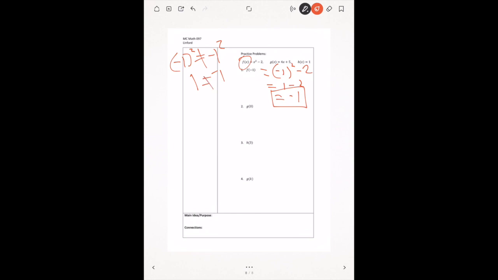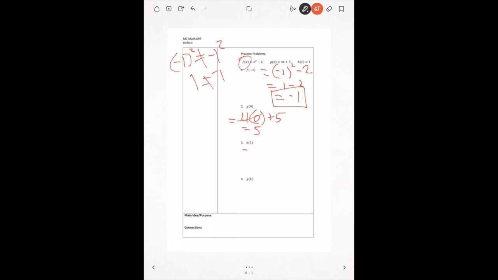Okay, let's try another example, g of 0. This says take the function g and plug 0 in for it. So I take 4, I multiply, instead of by x, I plug 0 in, and I add 5. So that just becomes 0, so I end up with 5 as my answer. Seems okay so far? Let's try h of 3 now.